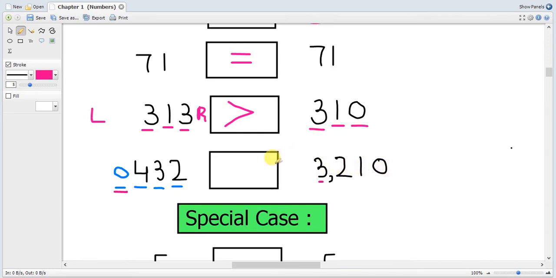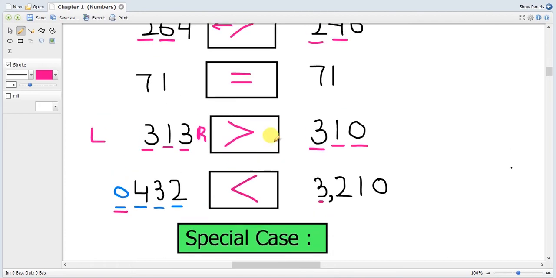Now, how are we going to represent it? With a symbol. So remember, the alligator always opens its mouth towards the bigger numbers, bigger animals. So this is the alligator. He opens his mouth towards the bigger number. So this is the mouth, right? I hope you got the concept.